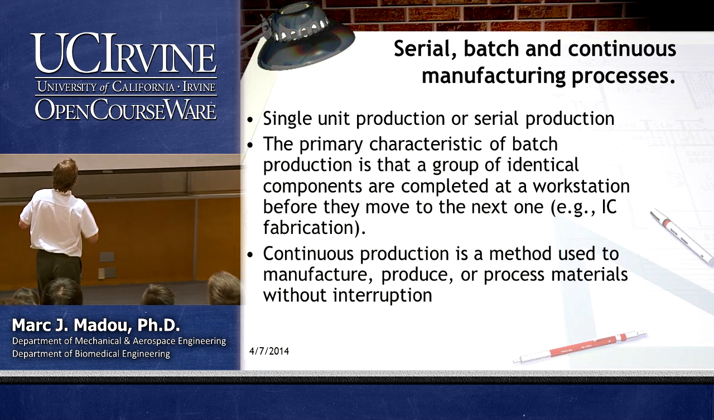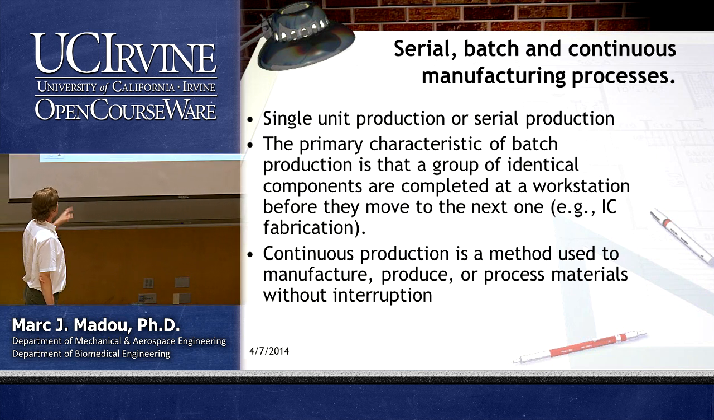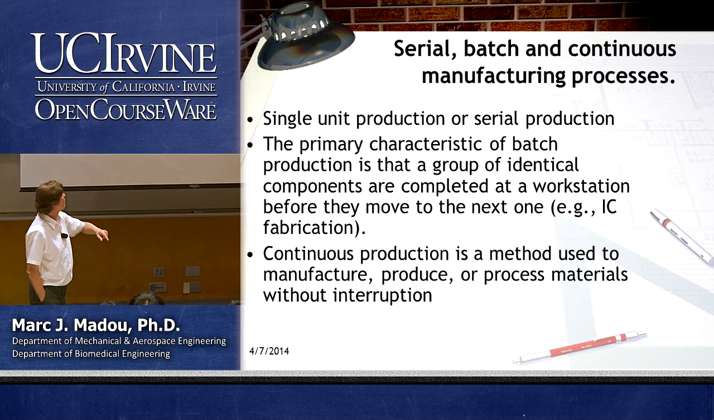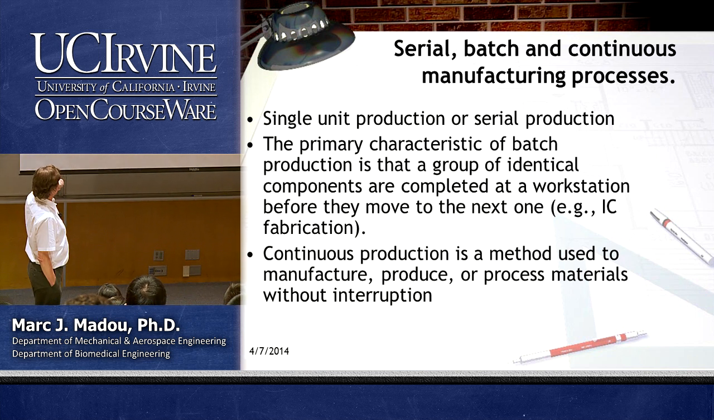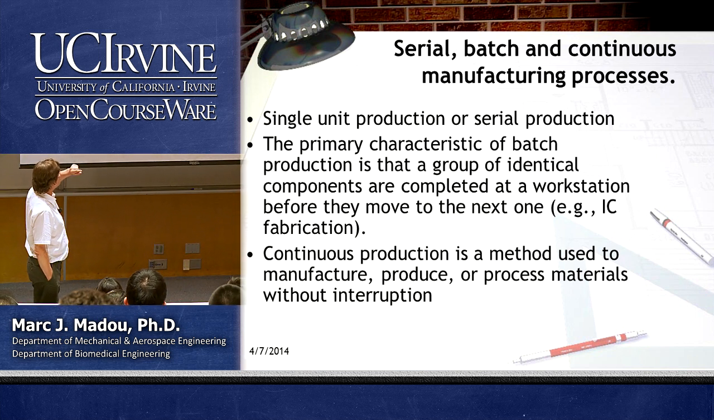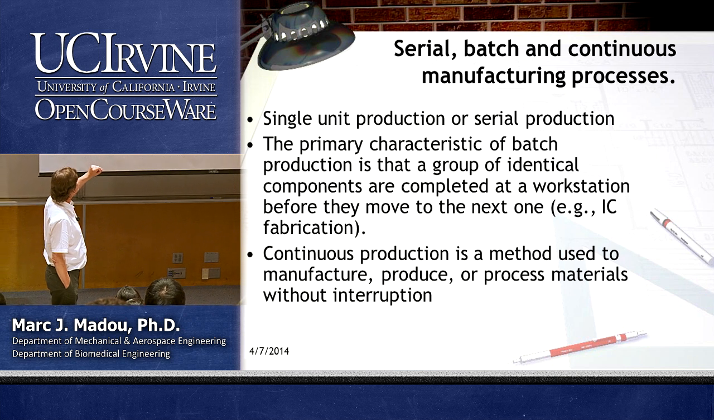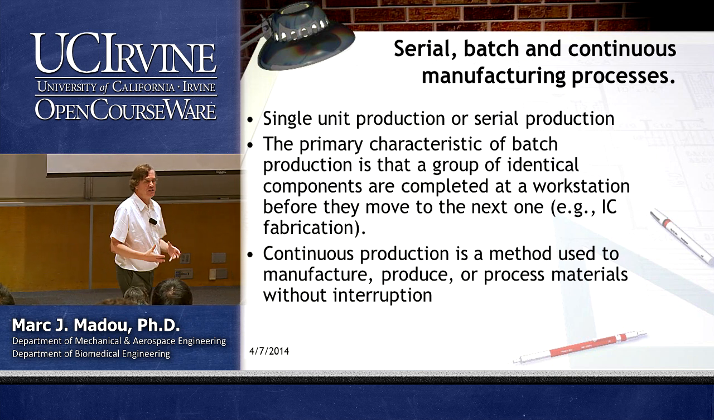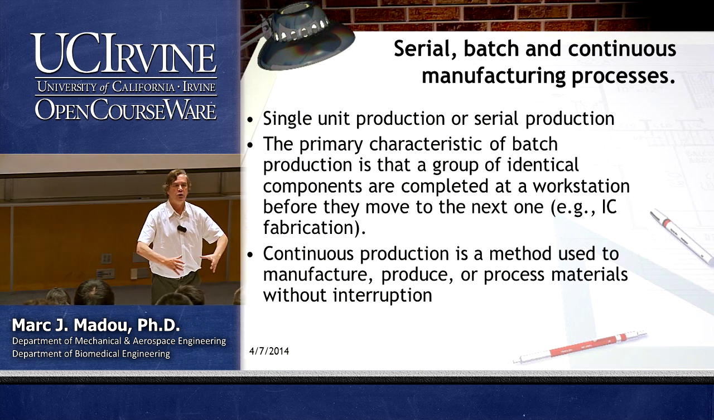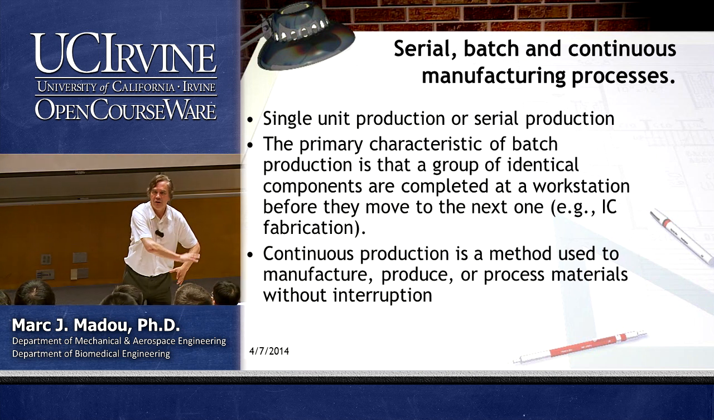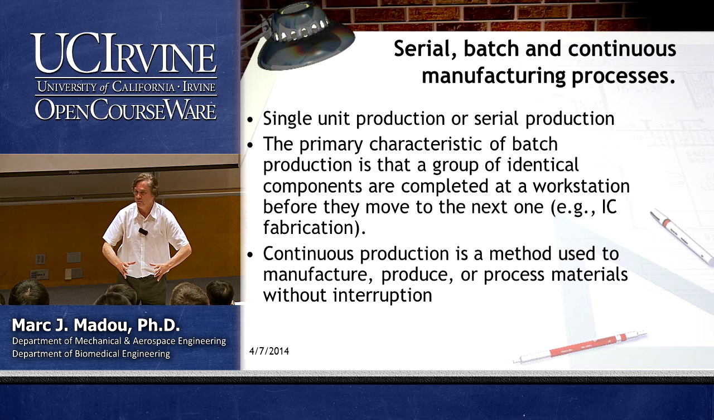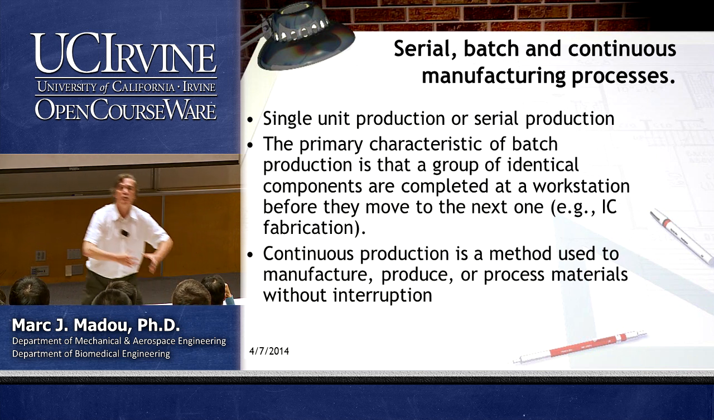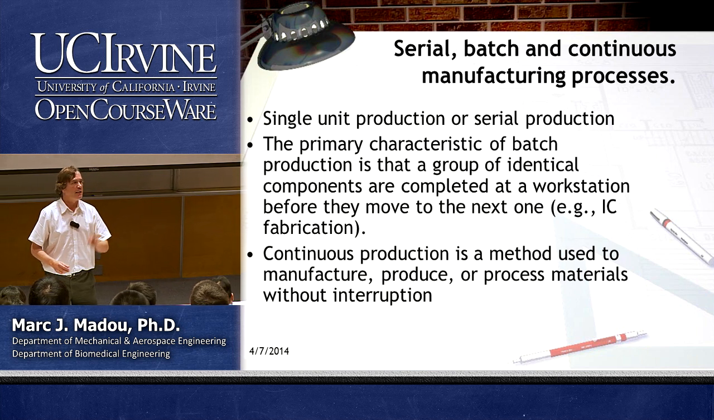So continuous production is a method used to manufacture, produce, or process materials without interruption. And the primary characteristic of batch production is that a group of identical components are completed at the workstation before they move to the next one. Example, IC fabrication. For example, you do a sputtering step, all of the devices on that wafer are coated at the same time, they are very identical. Now I move on, perhaps to an etching step, that's batch.